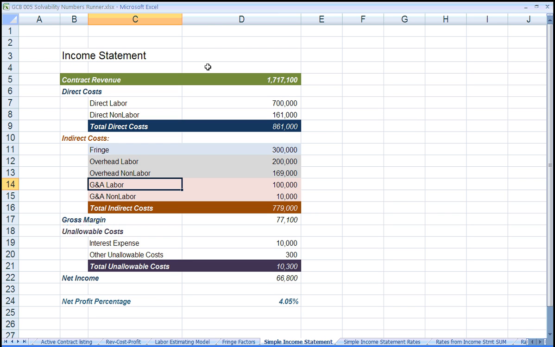This last grouping of indirect costs is called the G&A section. G&A stands for General Administrative, which is corporate cost or the cost of running the business itself, again, split into labor and non-labor.